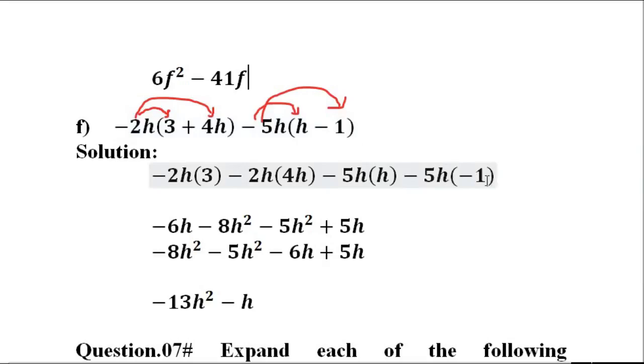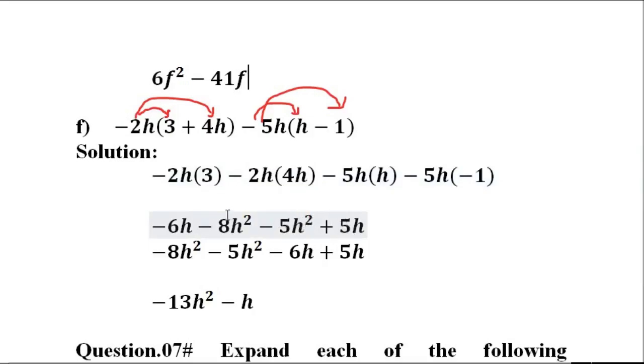Negative 2h times positive 3 is negative 6h. Negative 2h times positive 4h is negative 8h squared. Negative 5h times positive h is negative 5h squared. Negative 5h times negative 1 is positive 5h.